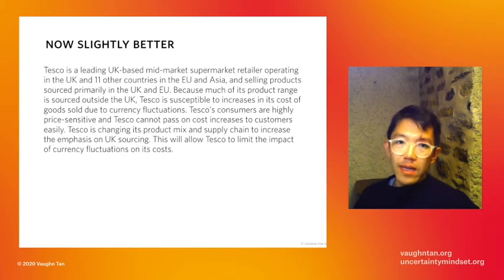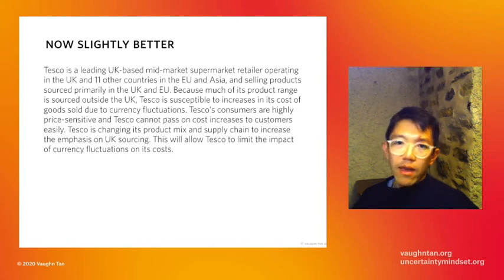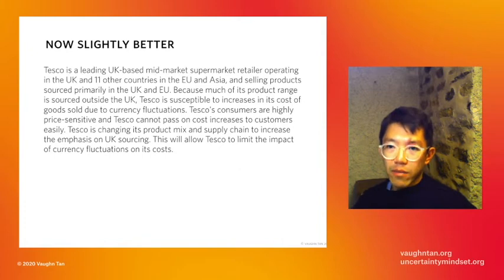This version is slightly better. In this version, it now becomes maybe a little bit clearer why the author claims that Tesco might be especially susceptible to Brexit uncertainty. And the reason for that is threefold, and they're related. One, much of its product range is sourced from outside the UK. Two, therefore, it's susceptible to increases in its cost of goods sold because of currency fluctuations. And three, it cannot actually pass on cost increases to its customers easily because they're highly price sensitive.